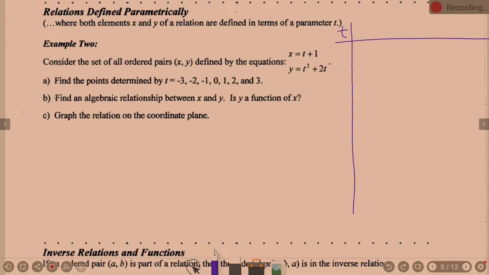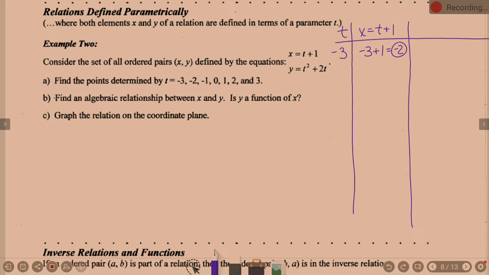What are my input values for t? Well, the first one is what? -3. I'll list the others as I go. Now, I'm going to have a column that uses t to find x. How do we find x? X is what? T plus 1. So if x is t plus 1, what do we do when t equals -3? It's going to be -3 plus 1, which is what? -2. That's going to be my x.